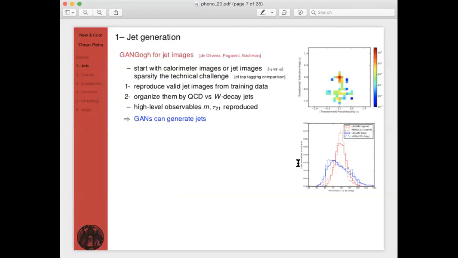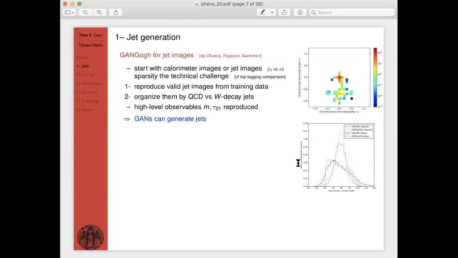My first example application is, if you want, a historic or an early application, about generating jets. I decided to mention it because it is exactly the same kind of network that, as far as I can tell, was used for the ImageNet images, except now it's jet images.